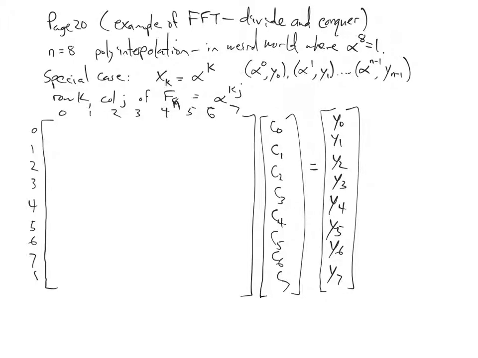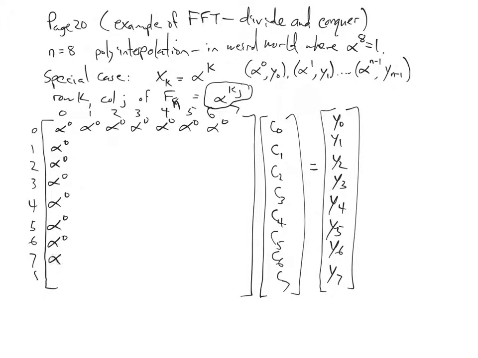So we just raise alpha. This row is alpha to the 0 in every column, because it's row 0 times each column j. And similarly, if j is equal to 0, it doesn't matter what k is, these are all alpha to the 0. And of course, alpha to the 0 is just 1.